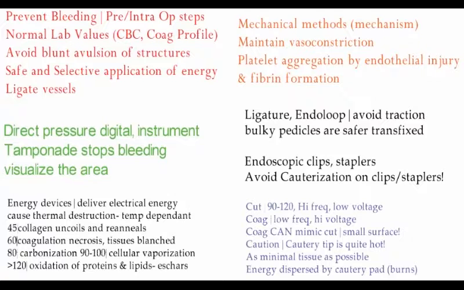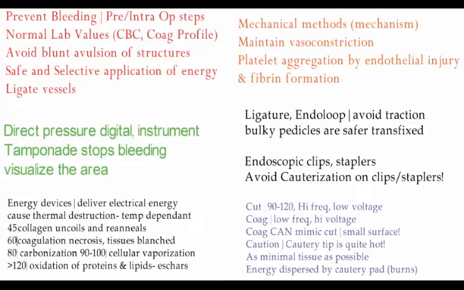One uses a temperature of 90 to 120 at very high frequency with very low voltage, so the cells vaporize before getting coagulated. For coagulation, one uses a very low frequency but a very high voltage. So it's a long road traveled at low speed, and they generate a lot of heat. Coagulation can mimic cutting if one is holding a very small surface.